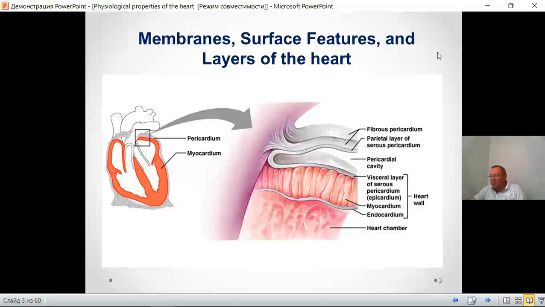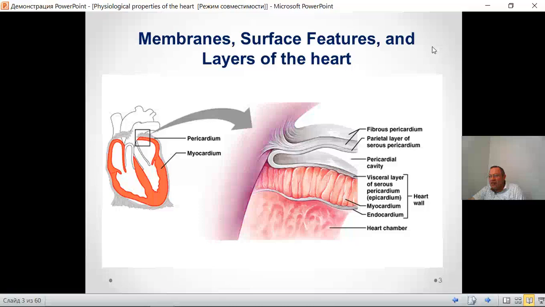The pericardium, which lies around the heart, consists of two distinct sublayers: the sturdy outer fibrous pericardium and the inner serous pericardium. The fibrous pericardium is made of tough, dense connective tissue that protects the heart and maintains its position in the thorax.